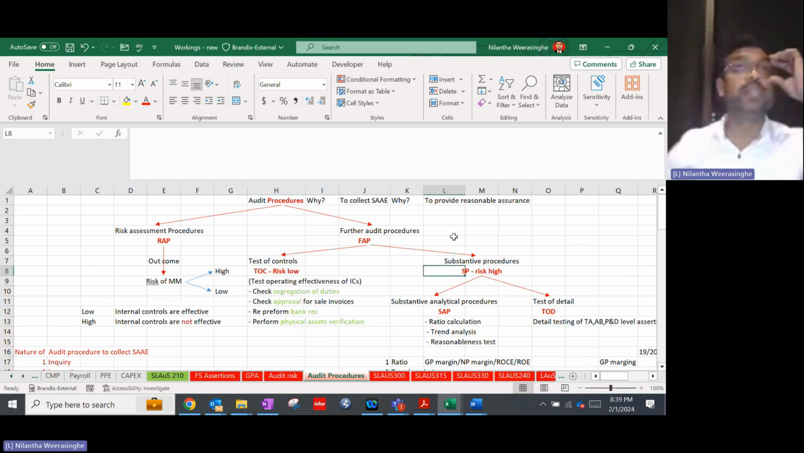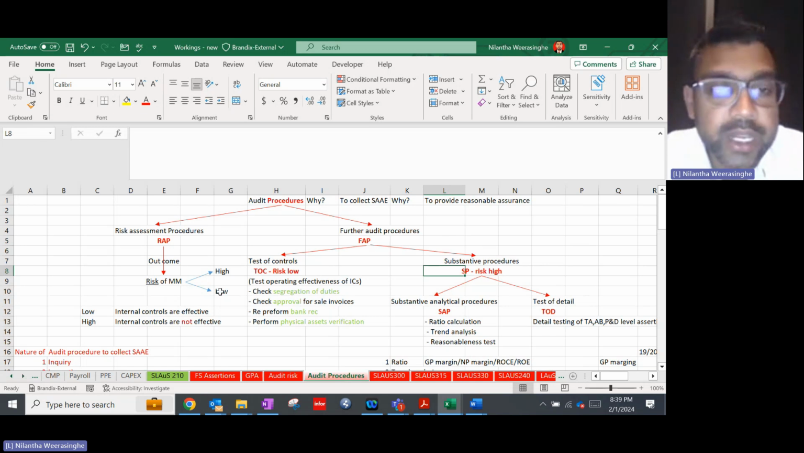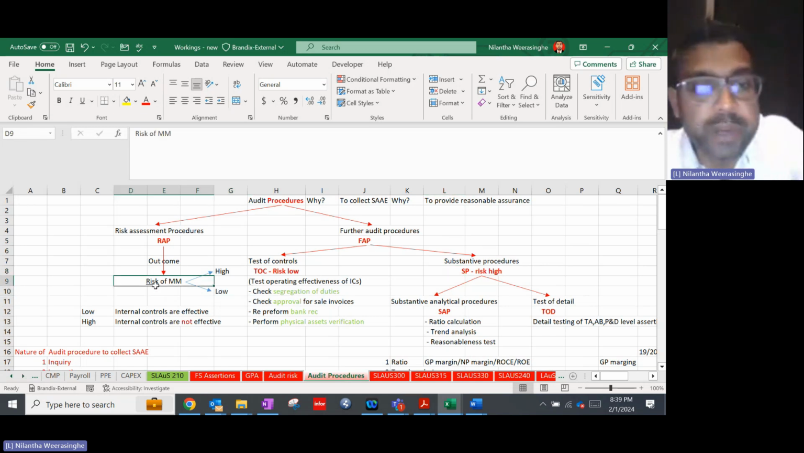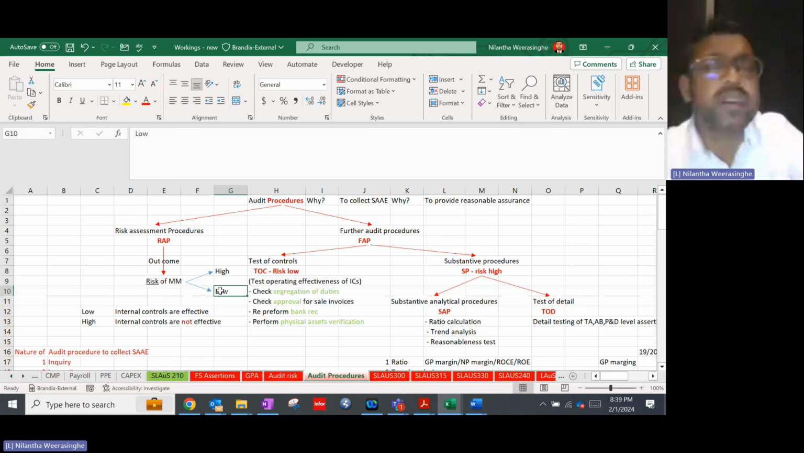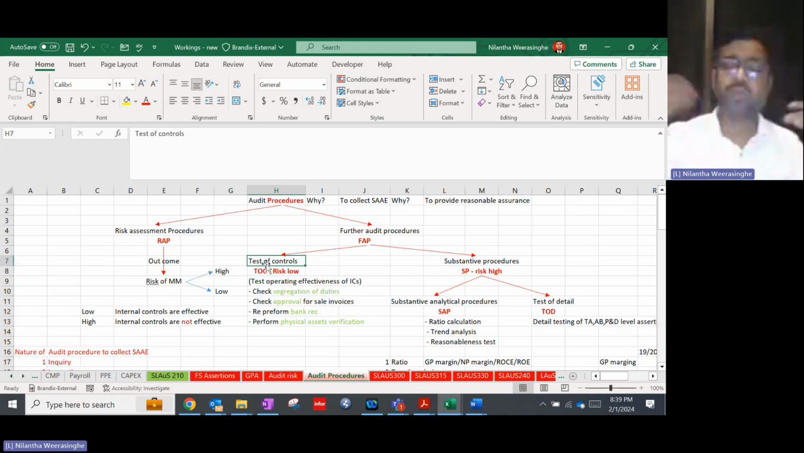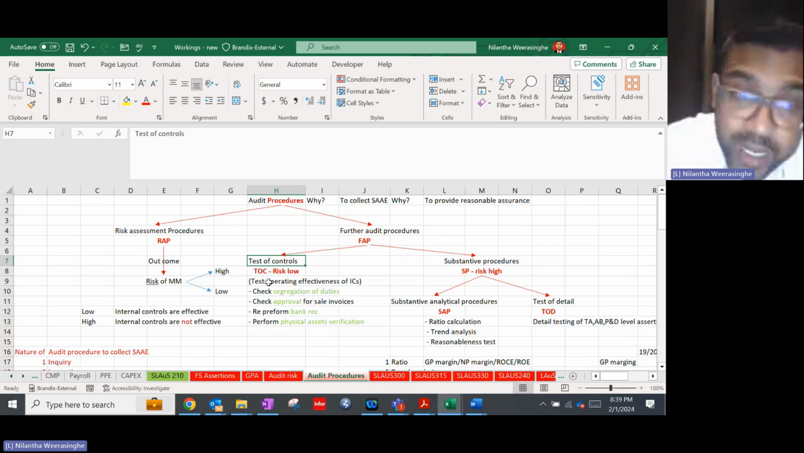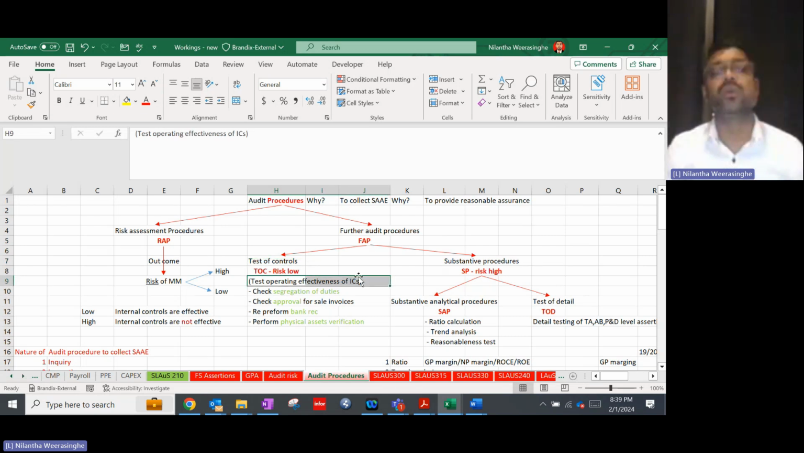How do we make the selection between these two? The standard says, when your risk assessment is very low, according to risk assessment, risk of material misstatement is very low, that means internal controls are working well. Internal controls are effective. So then you perform what? Test of control. You don't put more attention, more procedures, more time. Just check whether those controls are working effectively. Test the operating effectiveness of internal controls.